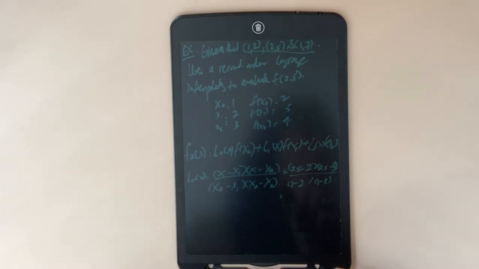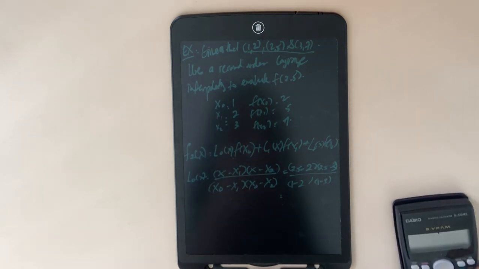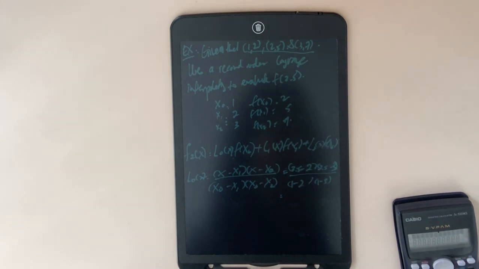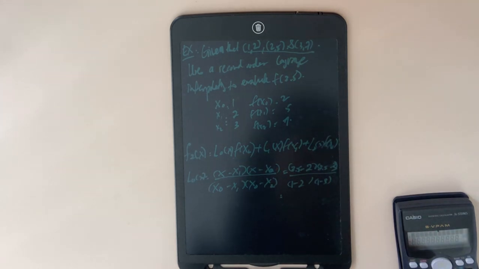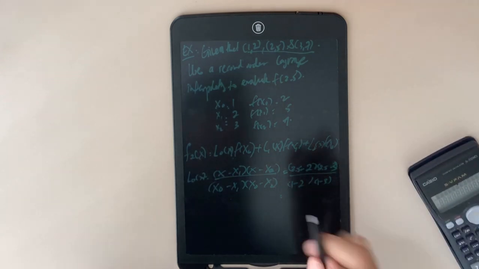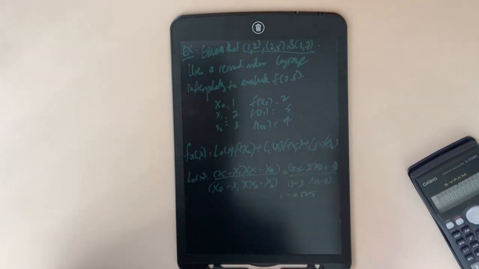Okay, so what's the answer here? 2.5 minus 2 is 0.5, 0.5 times negative 0.5, 0.25 negative, right? So 1 minus 2 negative, 1 minus 3 negative 2, so negative over 2, so negative 0.125.